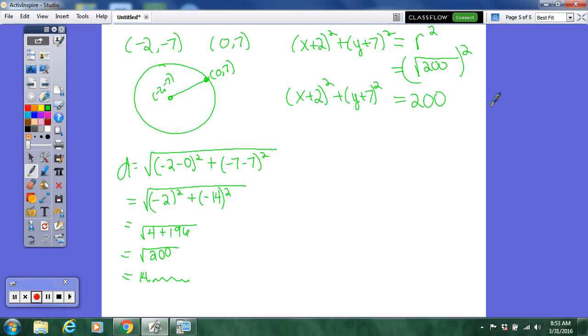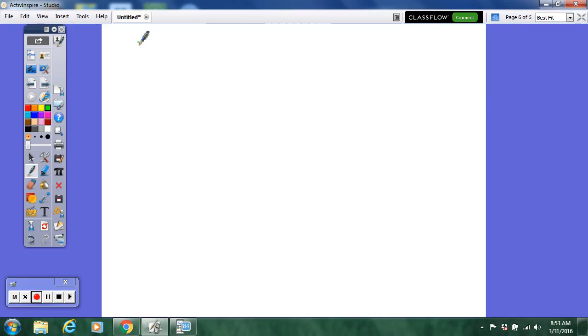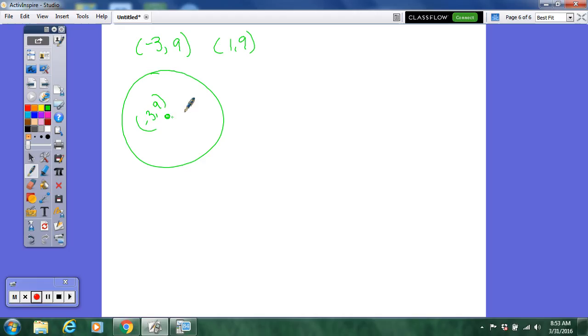Alright, so let's try another one here. Do we need to do 9? It's the same kind of thing. Okay. Alright, so we've got a center at -3, 9 and a radius with endpoint of 1, 9. So again, you've got a circle, center's at -3, 9. Radius with endpoint at 1, 9. I mean, you don't have to draw that circle, I'm just doing it for a reference, so you'll see it.